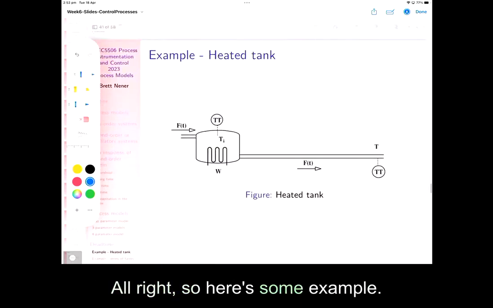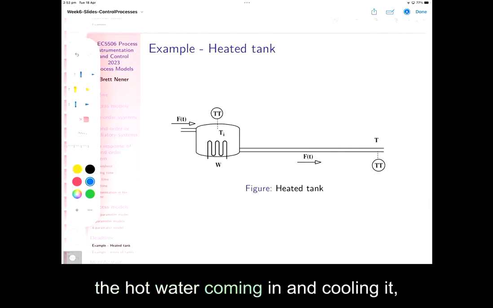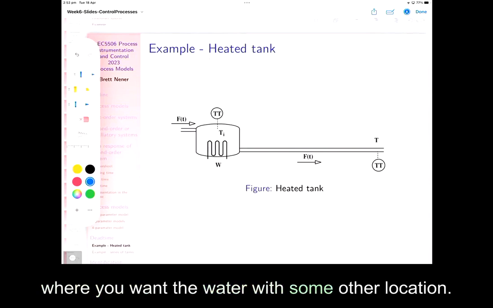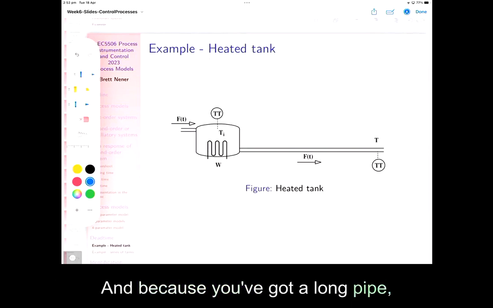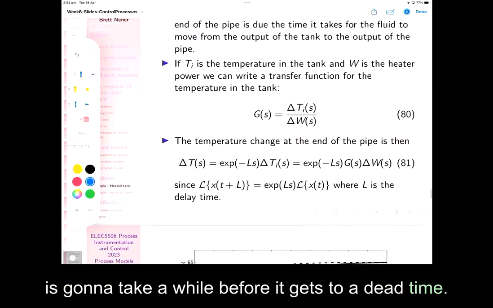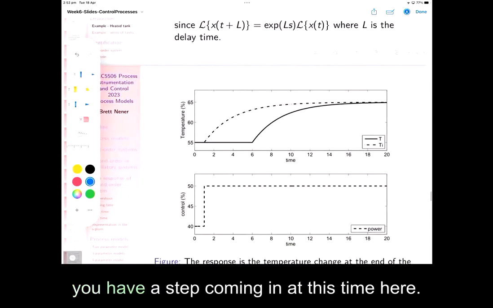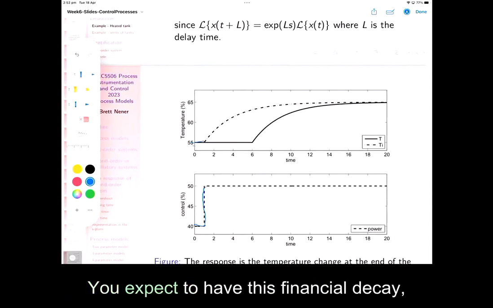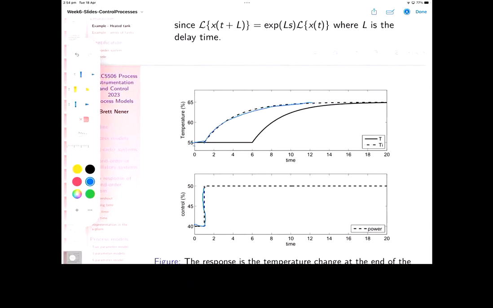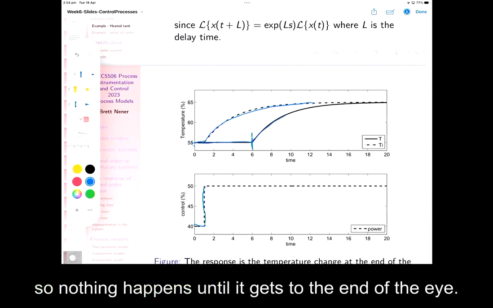All right, so here's some example. I've already mentioned one. You have a system with some sort of cooling device. You've got hot water coming in and you're cooling it. Where you want the water is some other location. And because you've got a long pipe, the change in temperature of the input is going to take a while before it gets there, so you get dead time. So without the exponential function, you have a step coming in at this time here, and you expect to have this exponential decay, but because you've got dead time, you've got a delay, so nothing happens until it gets to the end of the pipe.